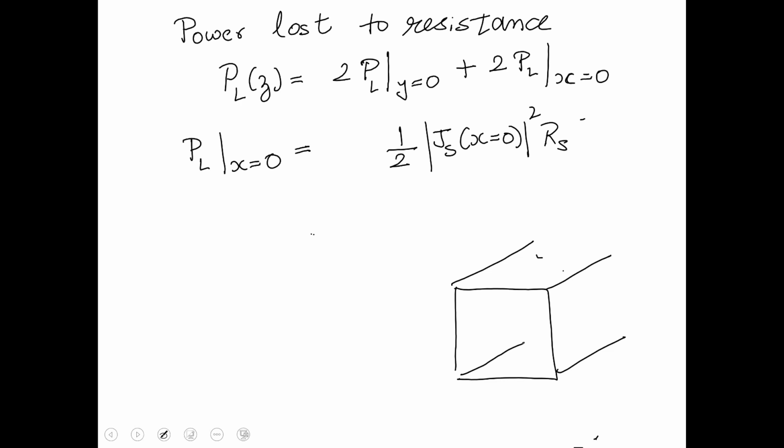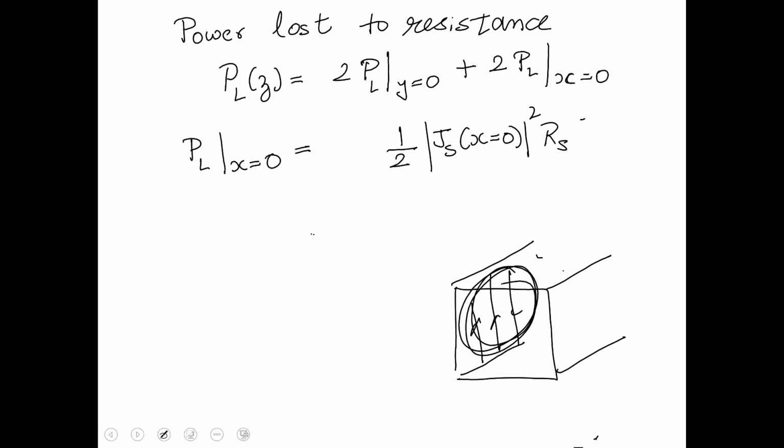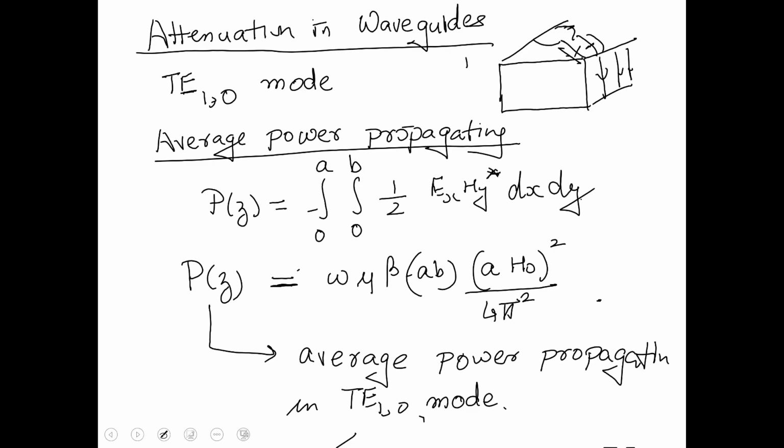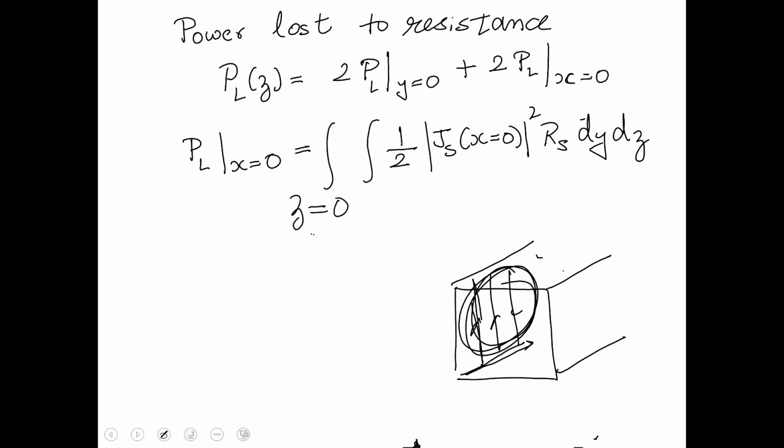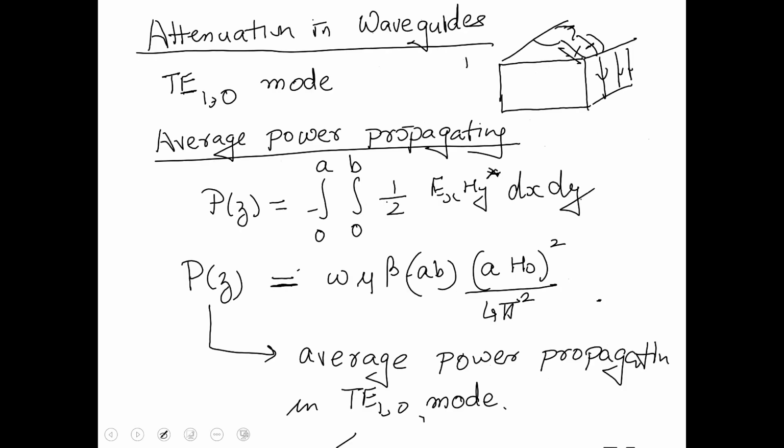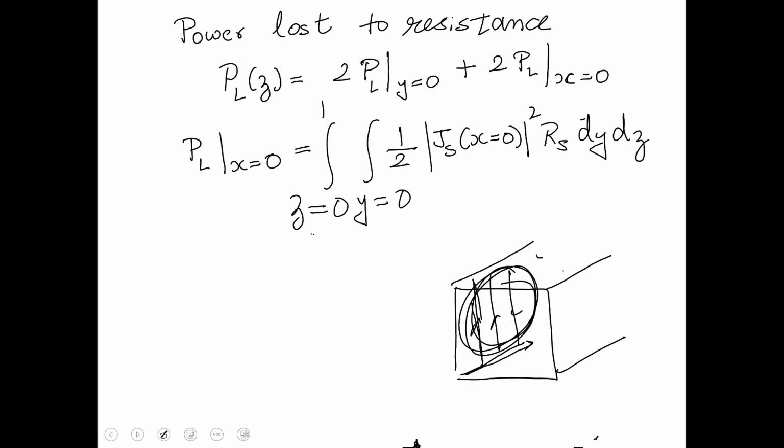So at x is equal to 0, we have current flowing in this plane over here. So I have to integrate this current going over this whole region. So I have to integrate it in y direction and I have to integrate it in z direction. So to integrate it over a plate, it will be dy dz, and for the integral of z, we're saying let's measure the power lost through 1 meter. So this would be z from 0 to 1, whereas y would be from 0 to b.